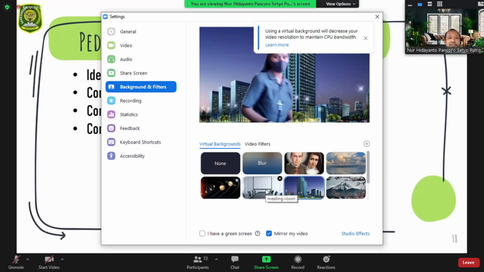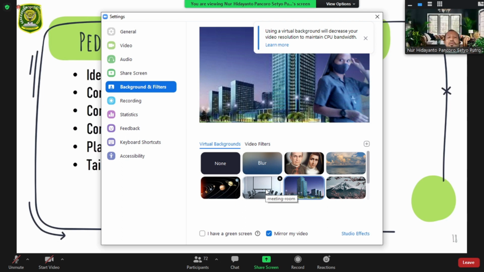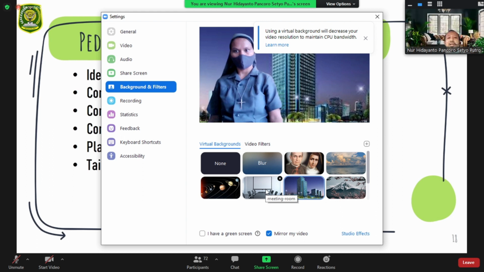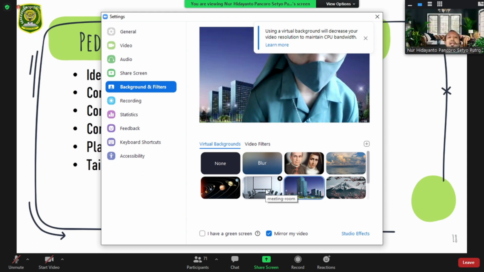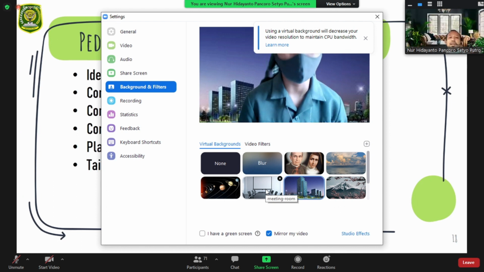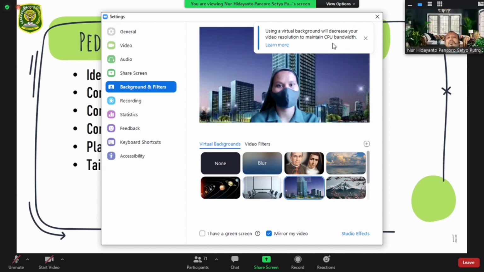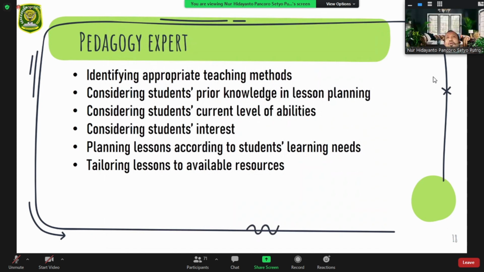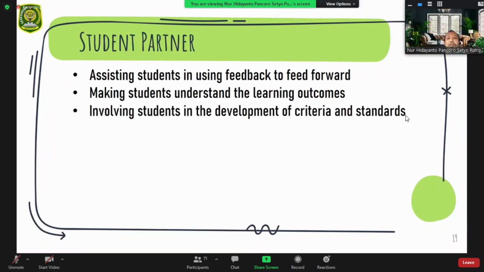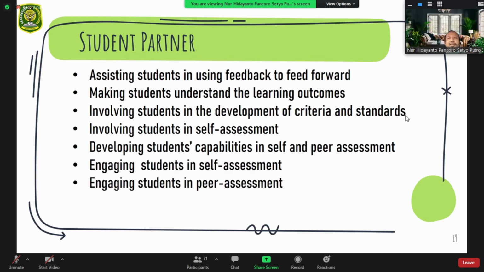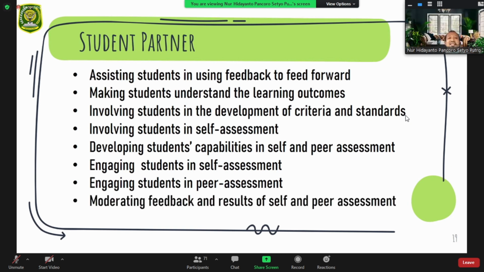Pedagogy expert. Cukup banyak Bapak Ibu, the roles of pedagogy expert. So we are identifying appropriate teaching methods, we are considering students' prior knowledge in lesson planning, we are considering students' current levels of abilities, considering students' interests, and so on. So, selain sebagai assessor, we also work as pedagogy experts. The next one is student partner. Remember that we are also our students' partner, Bapak Ibu. Ya, kita temannya mahasiswa atau siswa untuk belajar lebih baik lagi, intinya.